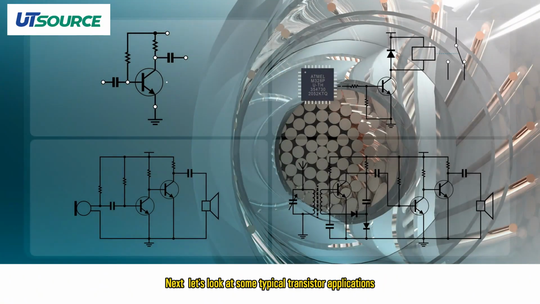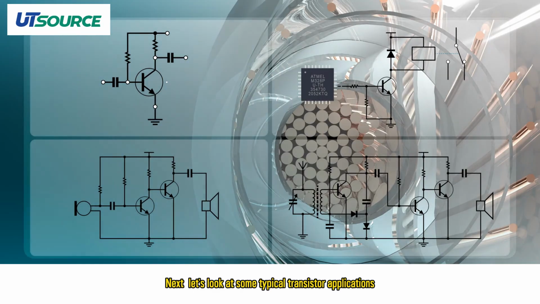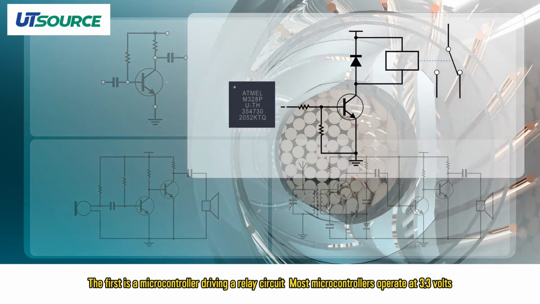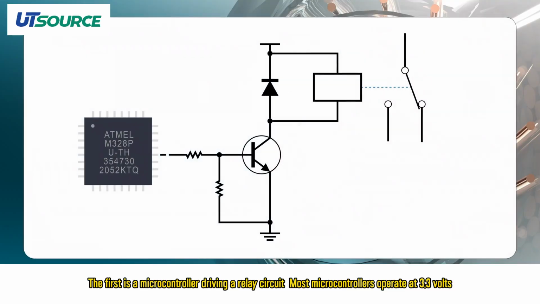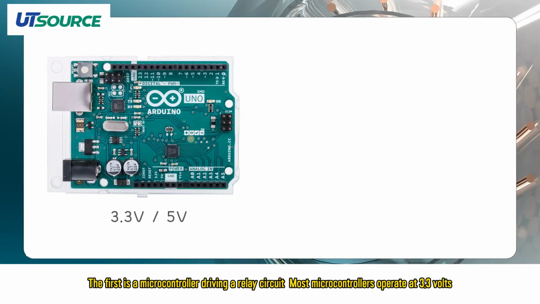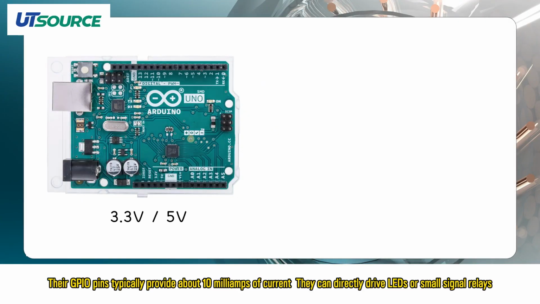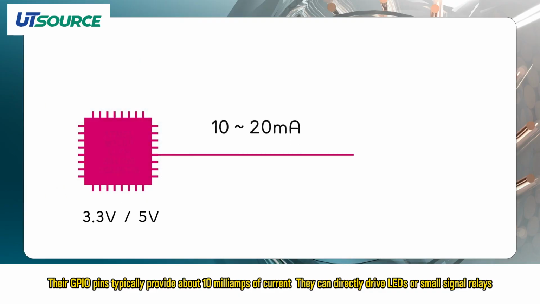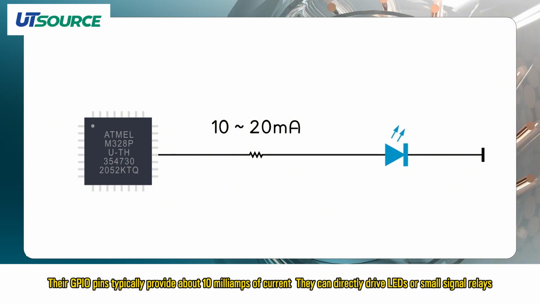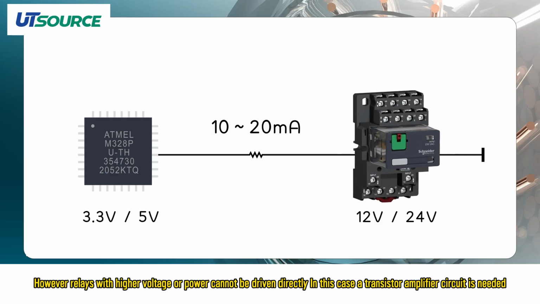Next, let's look at some typical transistor applications. The first is a microcontroller driving a relay circuit. Most microcontrollers operate at 3.3 volts. Their GPIO pins typically provide about 10 milliamps of current. They can directly drive LEDs or small signal relays. However, relays with higher voltage or power cannot be driven directly. In this case, a transistor amplifier circuit is needed.